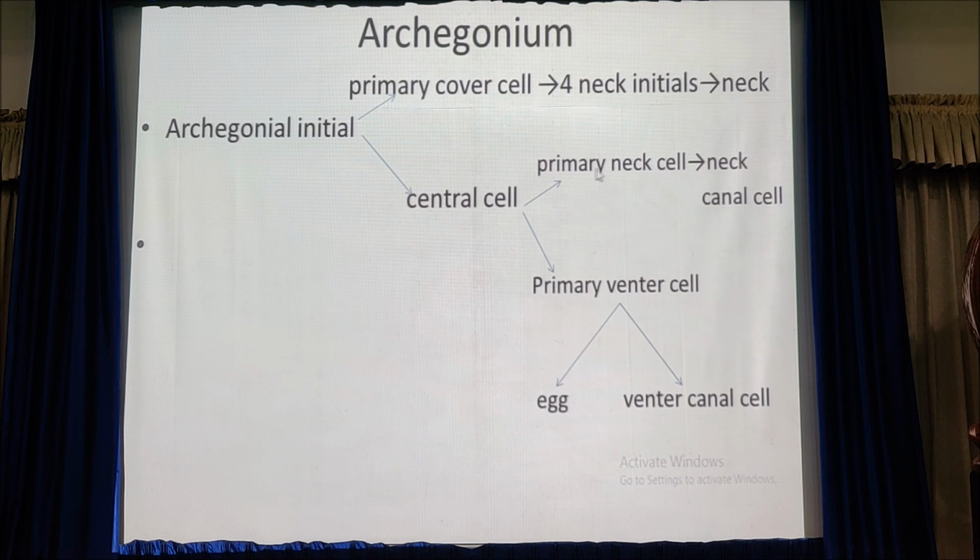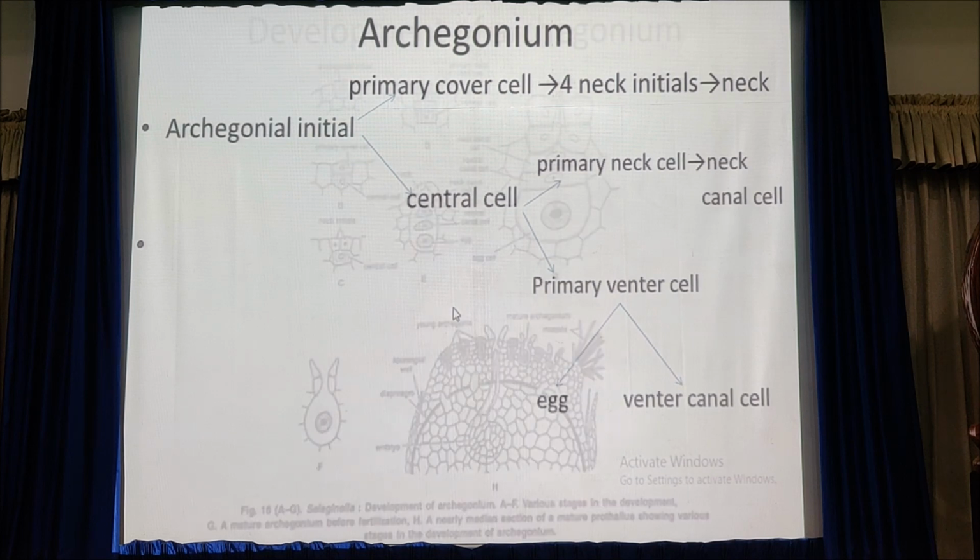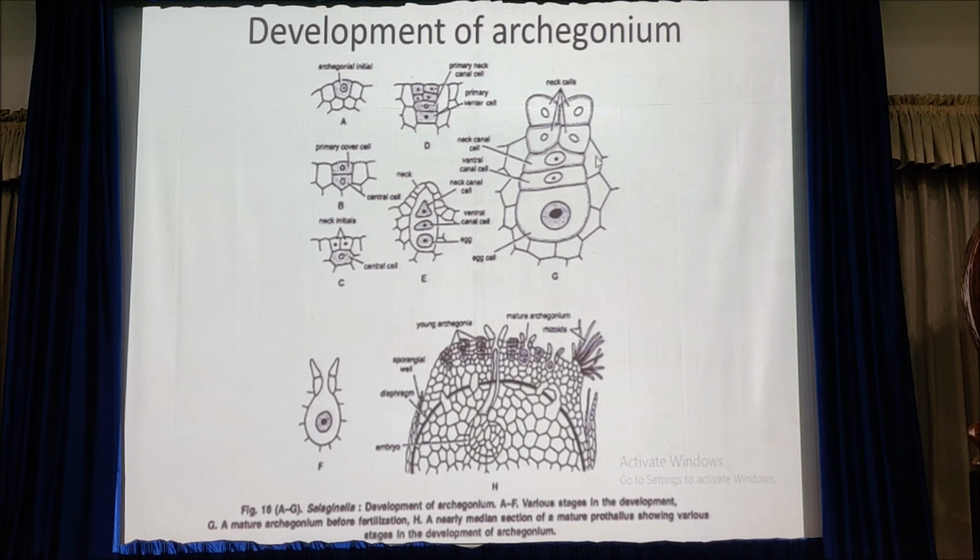In the meantime, the primary cover cell undergoes two vertical divisions and forms 4 neck initials. Again, a transverse division occurs and forms an 8-celled neck, having 2 tiers of 4 cells each. The primary neck cell does not undergo further division and directly functions as the neck canal cell. So at maturity, an archegonium will have a neck made up of 2 tiers of 4 cells each, then the neck canal cell, ventral canal cell and egg.